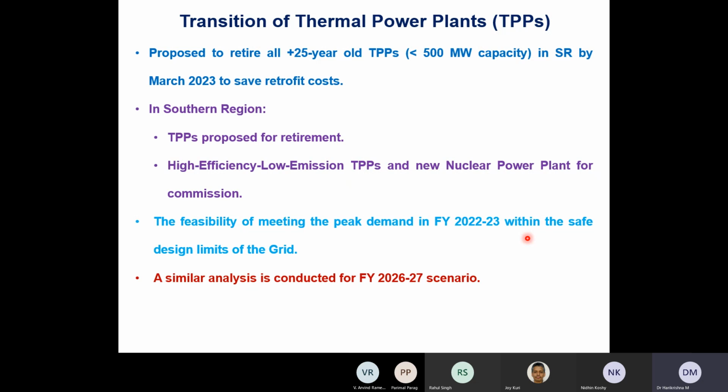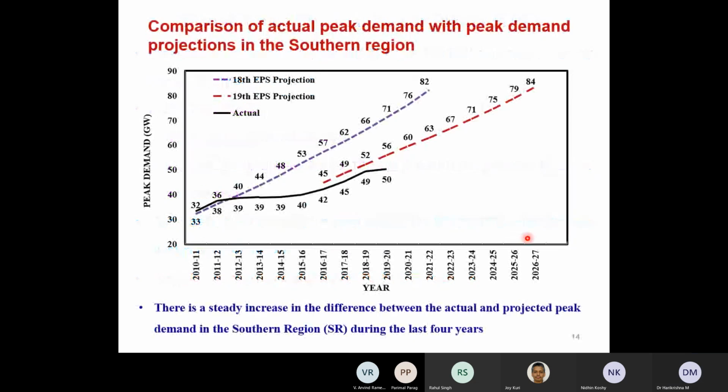So my part of the study consists of how we can meet the peak demand for the year 2023 and whether the system is able to operate within limits like voltage limits, and also able to meet the projected peak demand. If not, what amendments or grid modifications are required or proposed. A similar analysis was also studied for the year 2027 scenario.